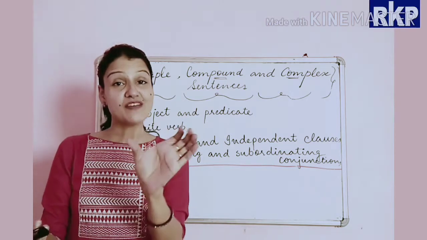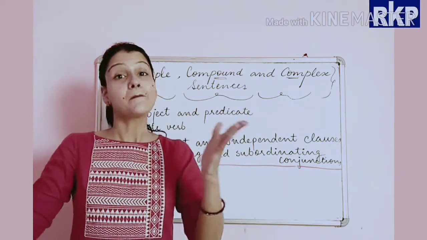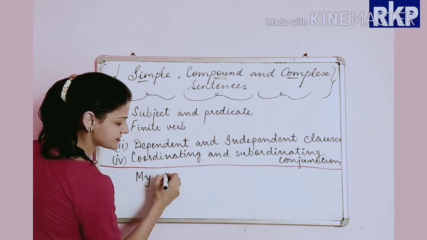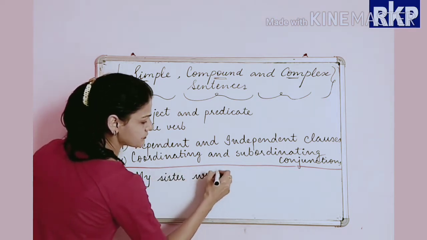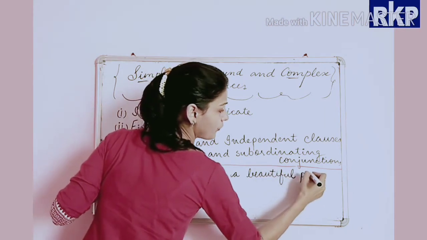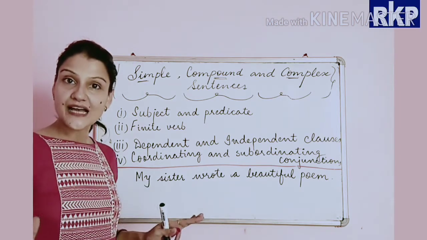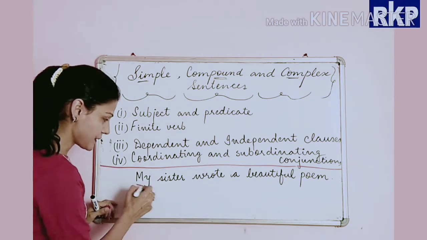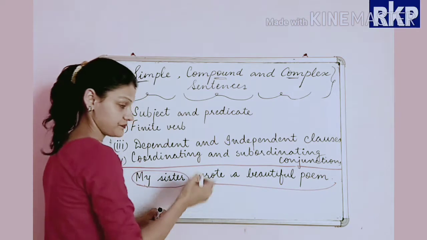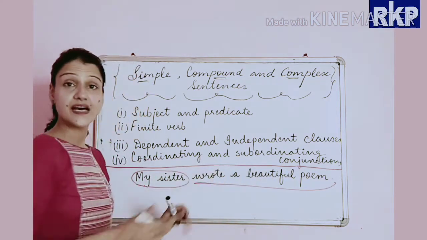Or we can simply say, when we have a sentence, except the subject, the rest part of the sentence is its predicate. Let me give you an example here. My sister wrote a beautiful poem. So here, if you see, who is the doer of the action? Who wrote the poem? That is my sister. So that is our subject, and the rest of the sentence is called its predicate. So this is the subject and the whole group of words is its predicate.